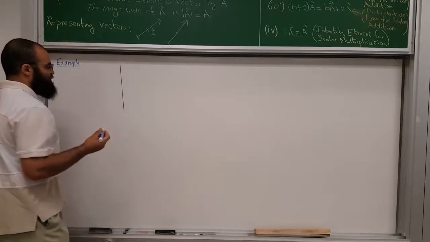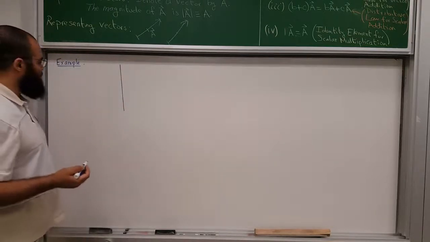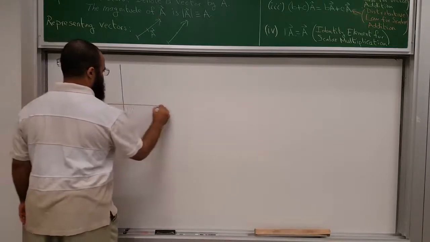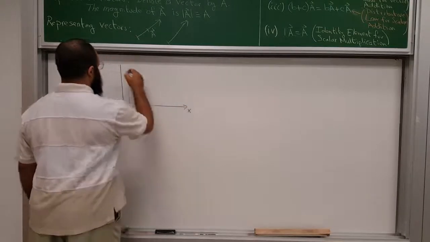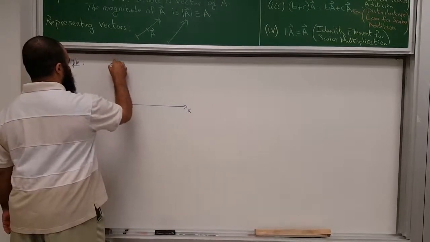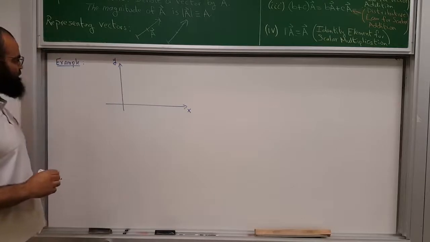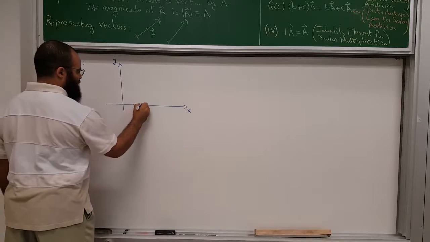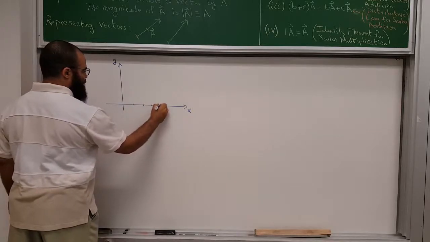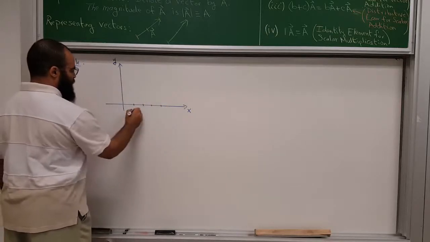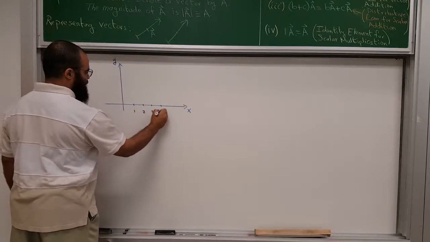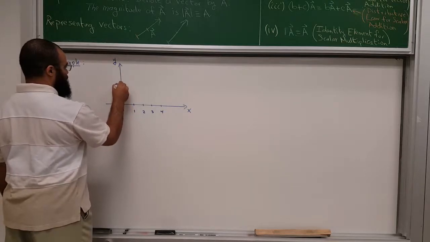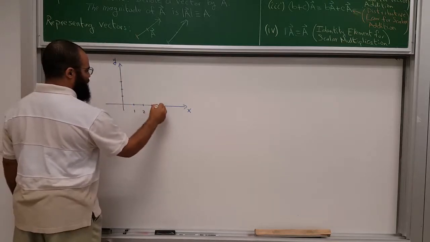So again, to describe the motion, I have to choose a coordinate system. My coordinate system will look like this. Here is the origin, here is the x-axis, and here is the y-axis. I said I would walk 4 miles east: 1, 2, 3, 4. And then I would walk 3 miles north: 1, 2, 3.